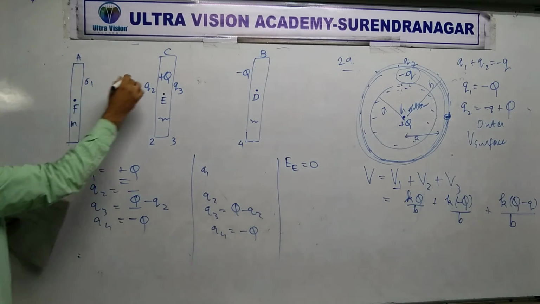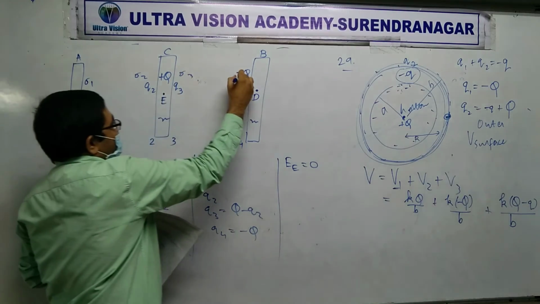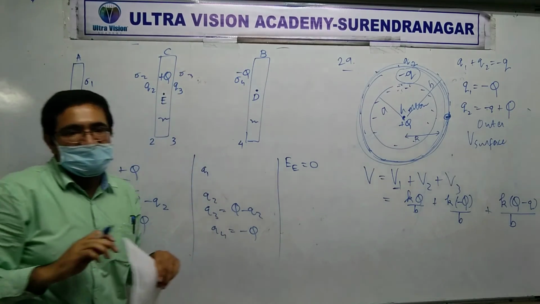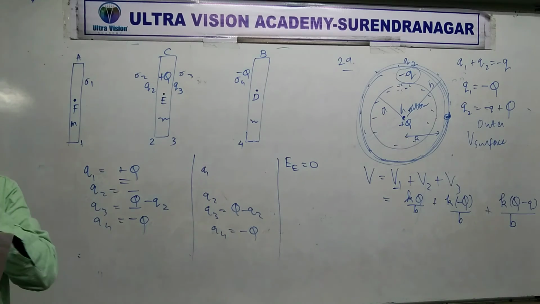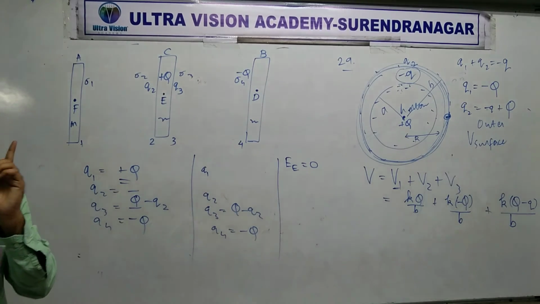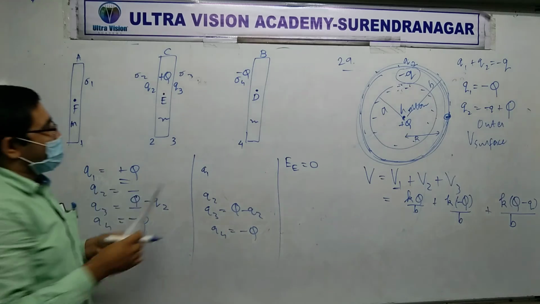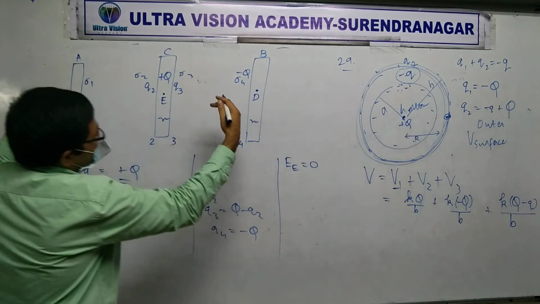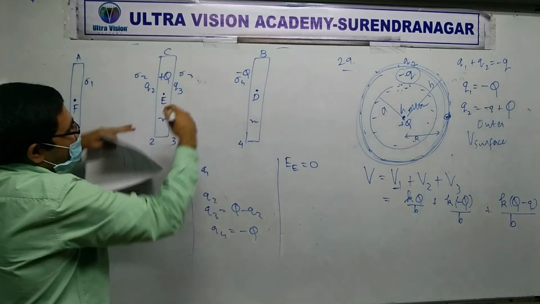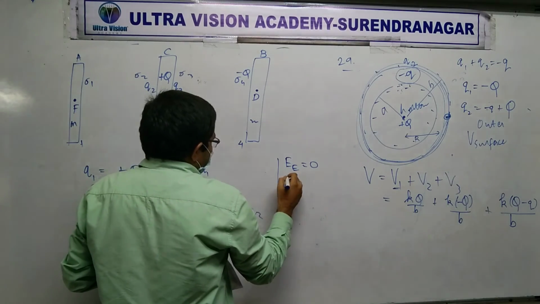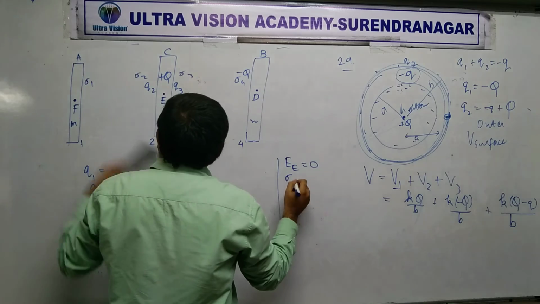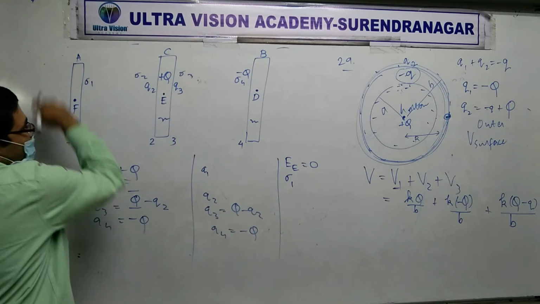Now suppose sigma 1, sigma 2, sigma 3, sigma 4, everything. Did you understand? Clear or not clear? Then the electric field at E is always 0 if the electric field from both sides will cancel each other. So, do you realize that it will give me sigma 1, which is positive here, there is positive charge on this side.